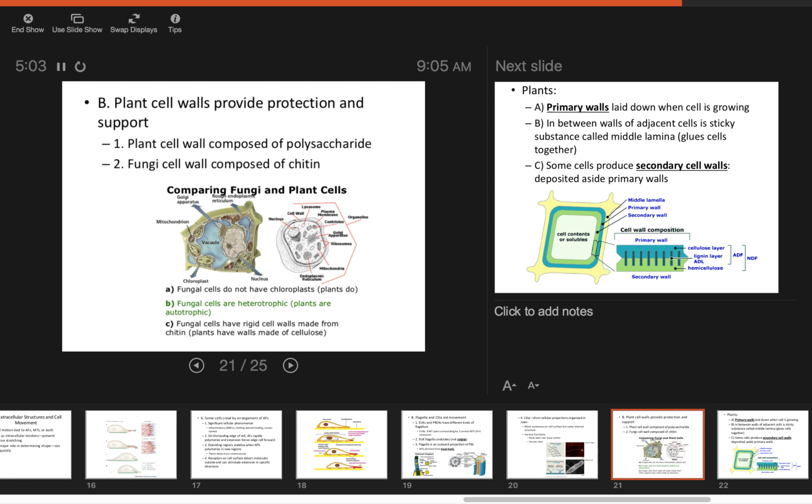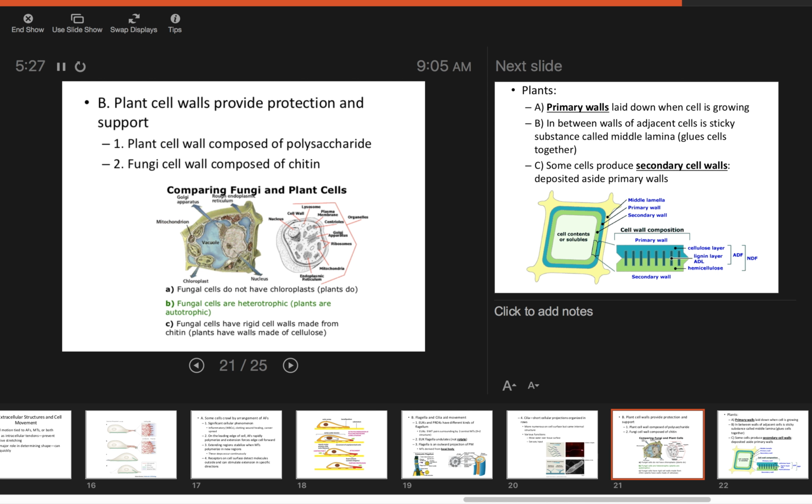But there are some differences between the cell walls. Fungal cells do not have chloroplast, plants do. Fungal cells are heterotrophic, plants are autotrophic. So heterotrophic means they eat other things. They usually secrete digestive juices and then reslurp them back up in some way. Plants make their own food using sunlight. Fungal cells have rigid cell walls made from chitin.